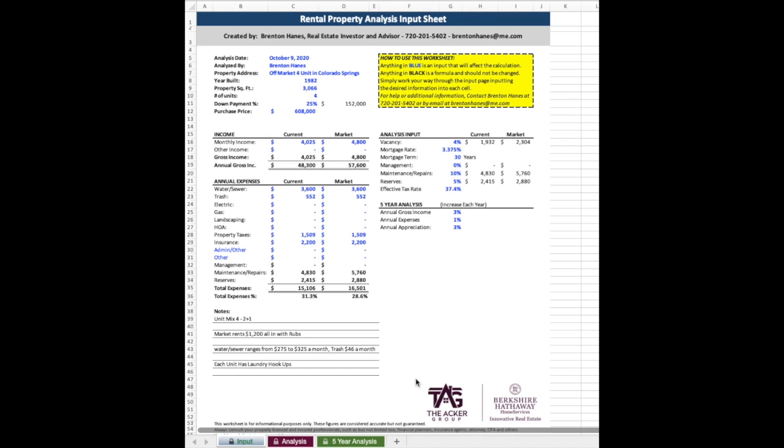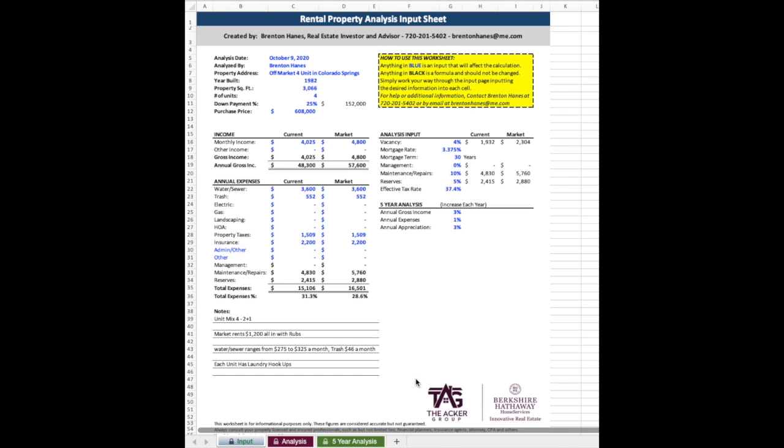Analysis date, the day the property was analyzed, and who it was analyzed by. Property address, we're just going to use an off-market 4-unit in Colorado Springs for now. The year built was 1982. Property square footage, 3,066 square feet, and then total number of units.